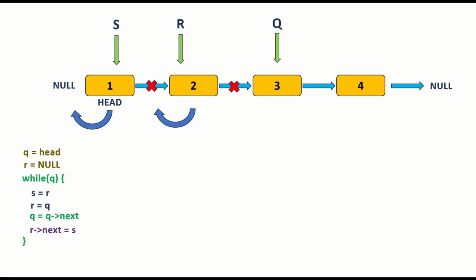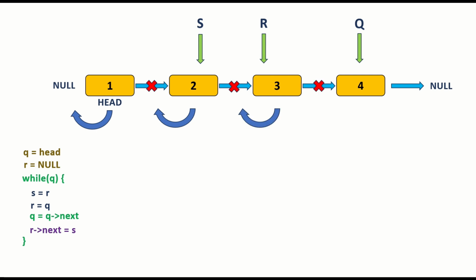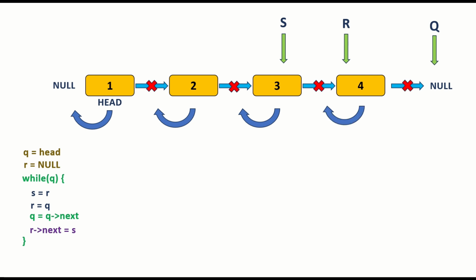Now again S will take possession of R, R will take possession of Q, and then Q will move forward. Then again we'll reverse the link like R next equal to S. Again R will take possession of Q and S will take possession of R. Now again what will happen? Q will move forward. So again R next equal to S, and we will point back.